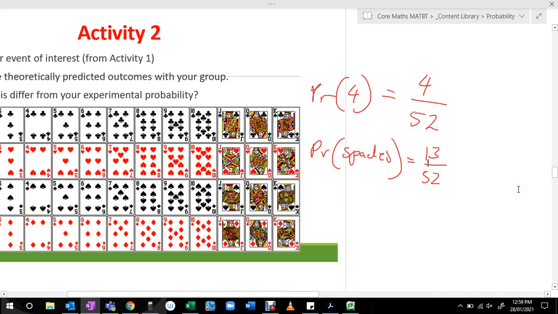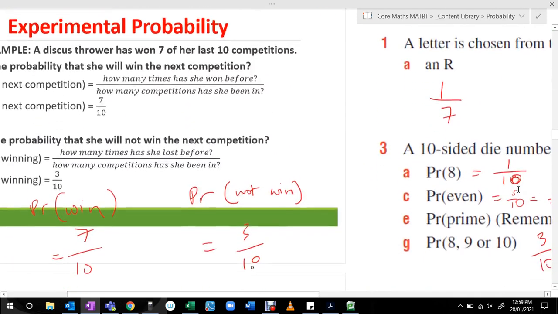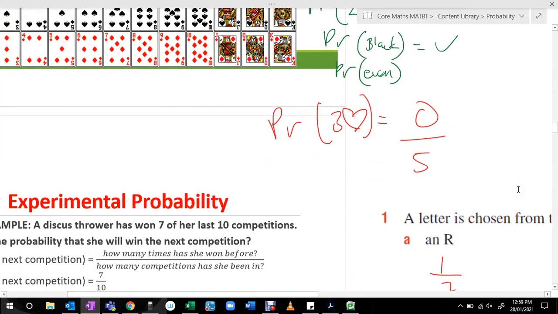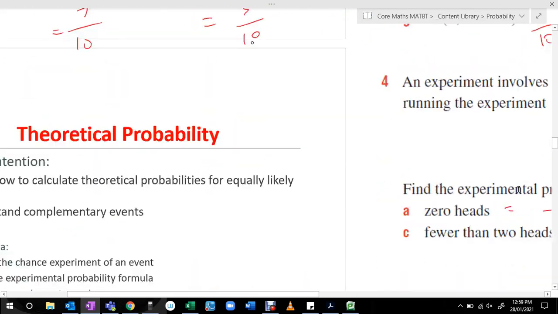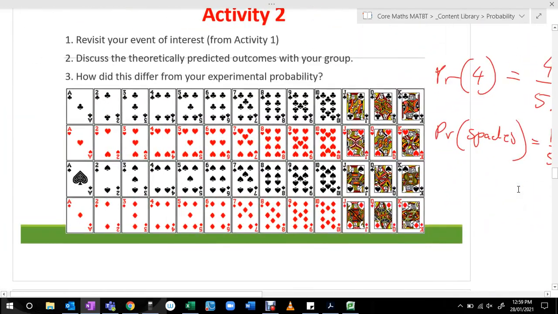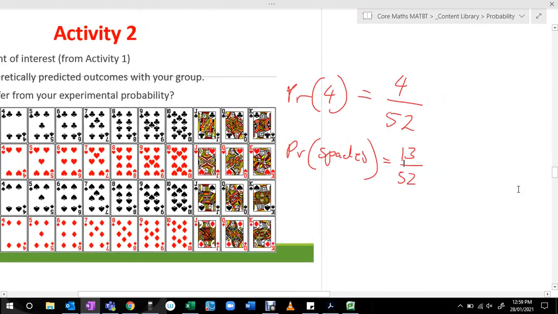Now, the difference between this and what we did here, as you can see, is we actually went and did the trials, and we got our probabilities. Whereas here, we don't need to do the trials because we can examine everything already and come up with our own theoretical probabilities. Now, remember, when you get a fraction like this, you simplify it, yeah? 1 out of 13, this is 1 out of 4.